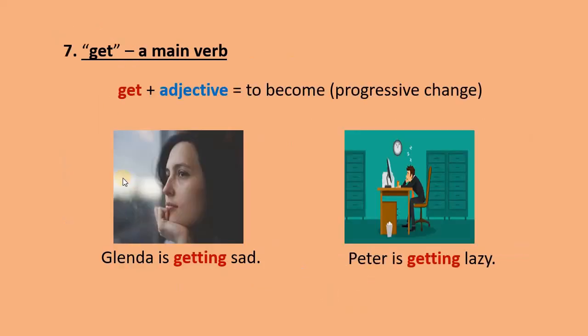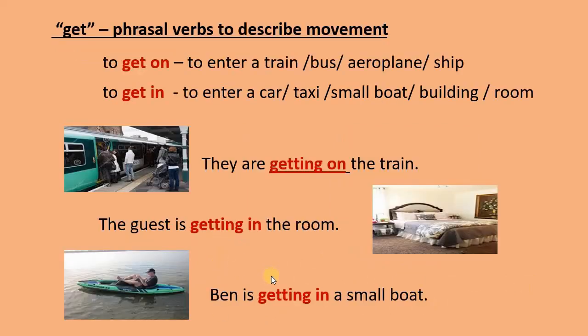Next. Number 7. Get as a main verb. We have here get plus adjective means to become or a progressive change. Example here, Glenda is getting sad. And Peter is getting lazy.